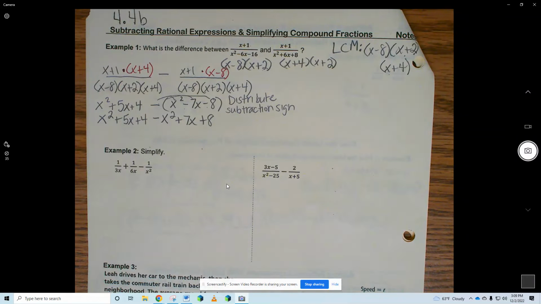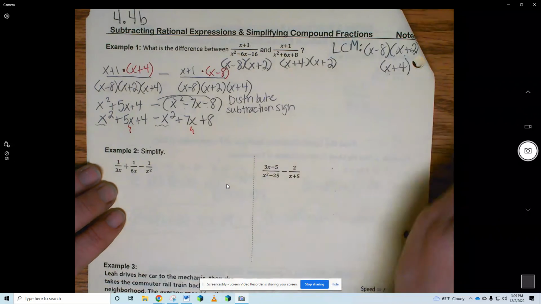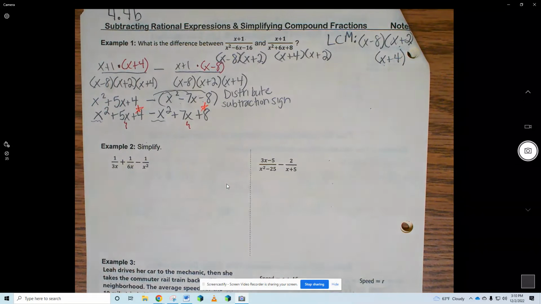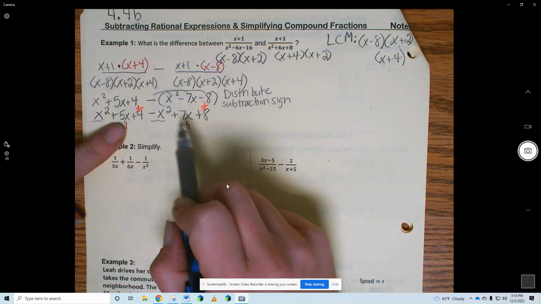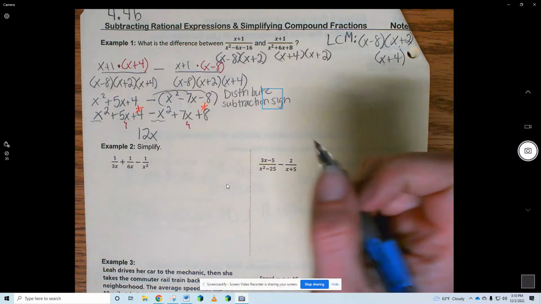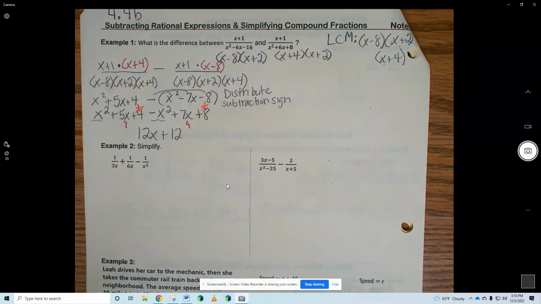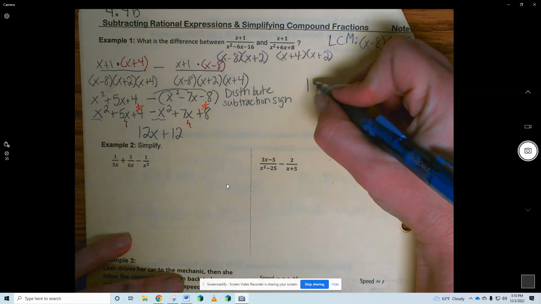Please combine like terms now. X squared minus x squared. 5x and 7x. 4 and 8. So you can label it like that if you need to. X squared minus x squared cancels. 5x plus 7x, 12x. 4 plus 8, 12. Okay? All right. That is my numerator.